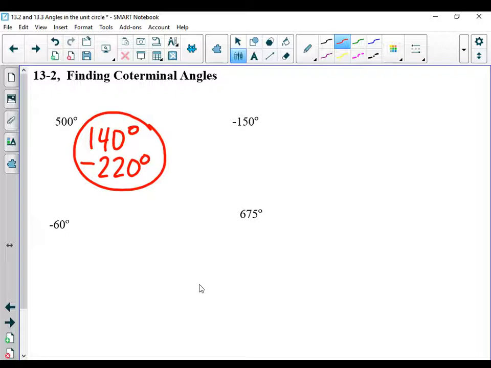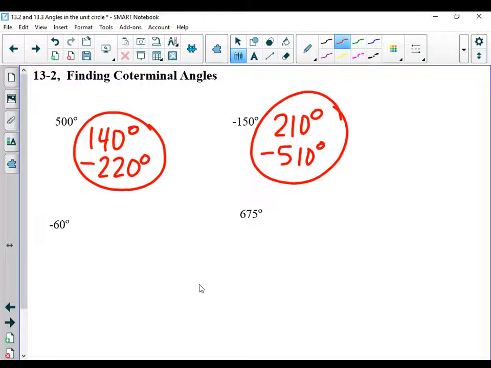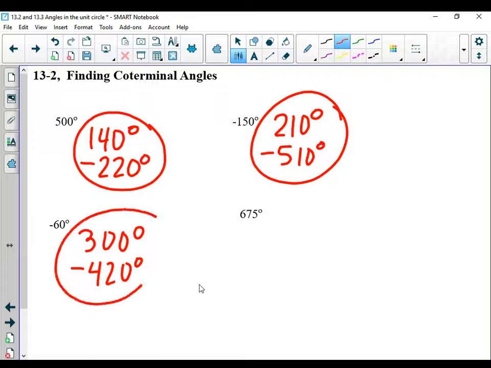So, the next one, if we add 360, we get 210 degrees. And if we subtract 360, we get negative 510. That one's pretty straightforward. Okay, what about the next one? What did y'all get for your positive angle? 300. Okay, and what did you get as your negative? Negative 400. Again, add 360, subtract 360.